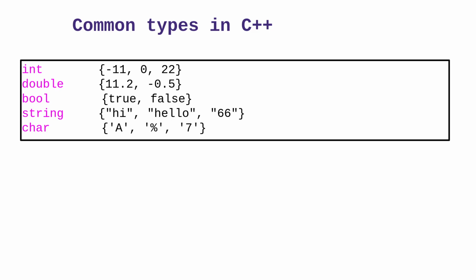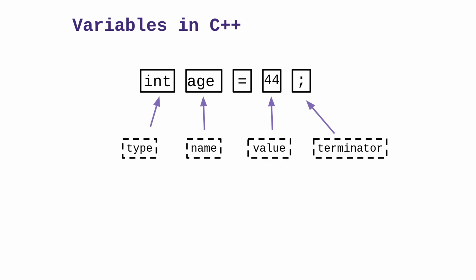Now, what are the different types that we can use? Well, we saw that we could use an int for integer. Okay, so numbers like -11, 0, 22, numbers without a decimal point. Okay, we say int. If I have a number with a decimal point, then I say double. If I have true or false, then I say bool.